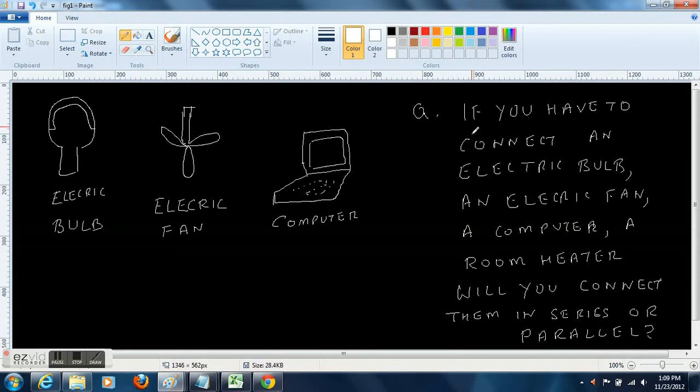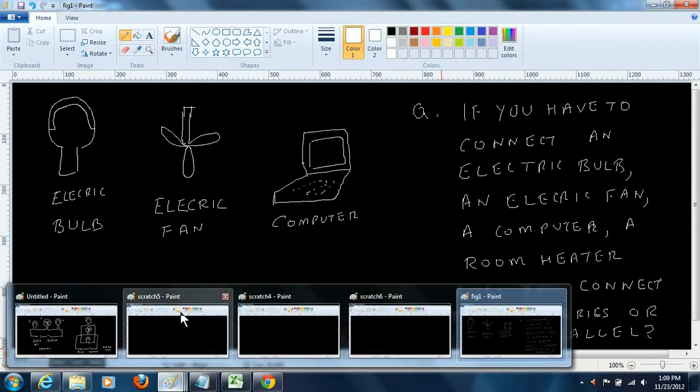Suppose you have an electric bulb, an electric fan, and a computer. Now the question is, if you have to connect an electric bulb, an electric fan, a computer, and a room heater, will you connect them in series or in parallel? So let us try to examine.